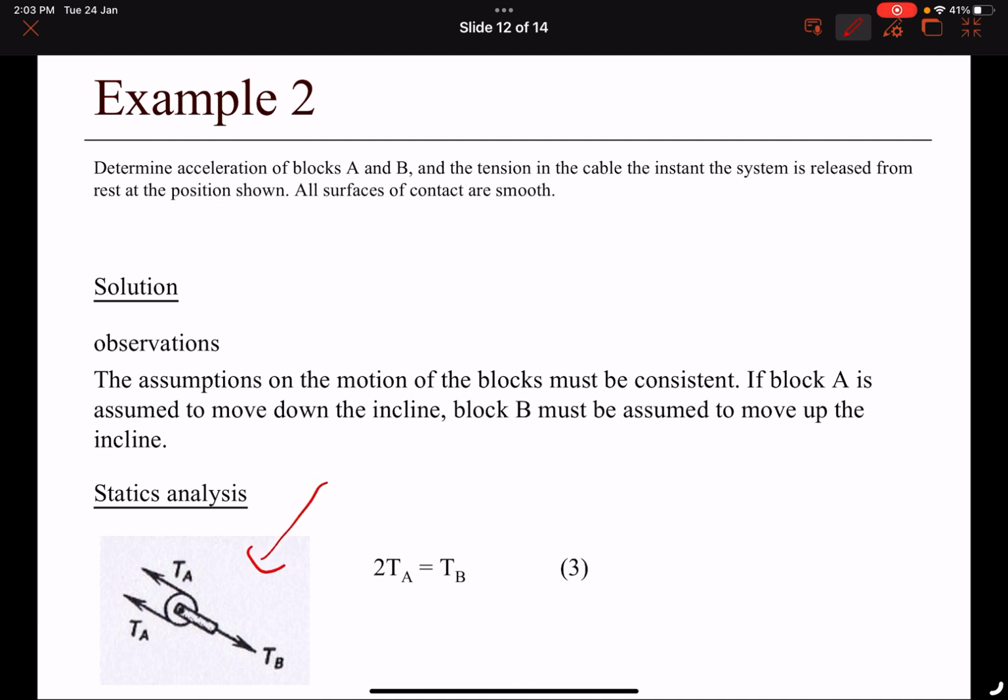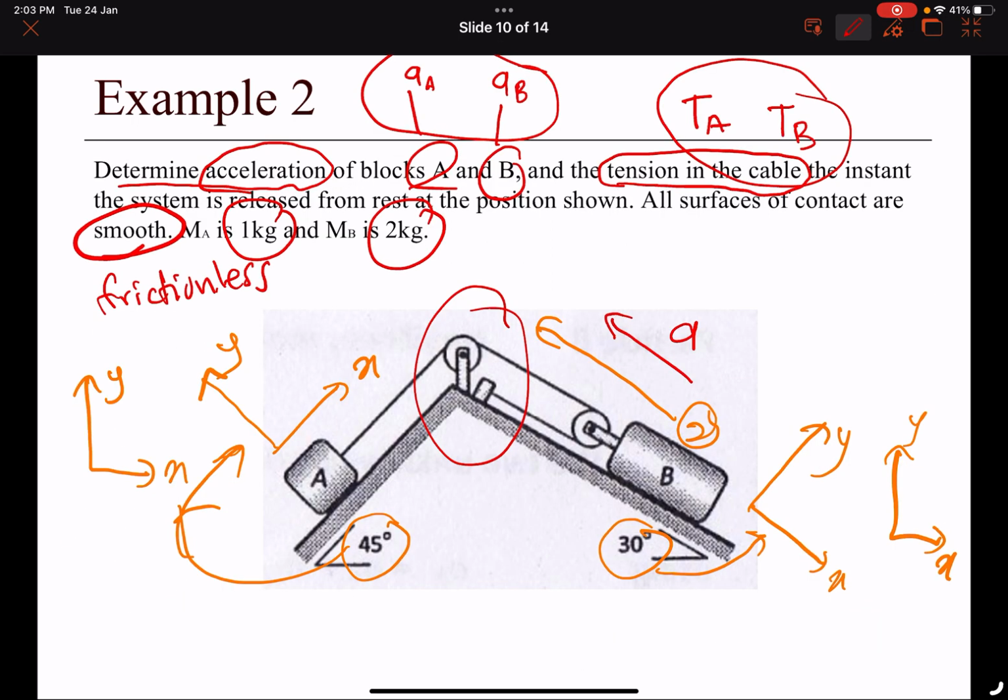You still remember that TA will be similar to the other TA if the cable is similar. So this one is TA. Going through this one should be TA as well. This one should be TA as well. So you will have 2 more equations from the other views. And then this one is of course TB.